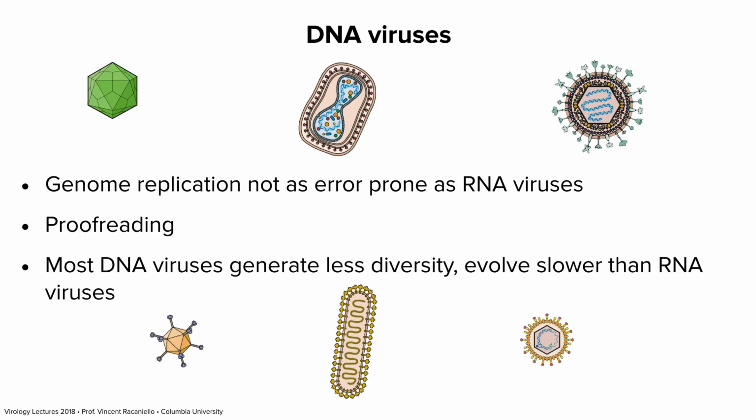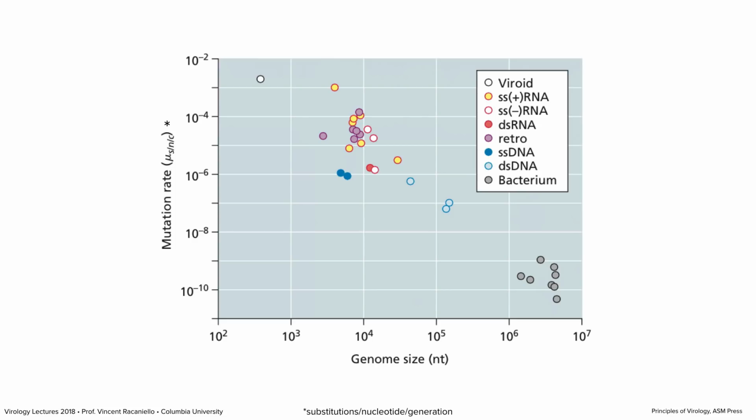DNA viruses have much lower mutation frequencies because they have error correction, which we talked about last time. They have proofreading. They generate less diversity, and therefore they evolve slower. If you look at all the viruses out there causing human diseases, just human diseases, you will see that most of them are RNA viruses. There are lots of DNA viruses out there for sure, but the RNA viruses outnumber them, and I think one of the main reasons is because of their greater diversity.